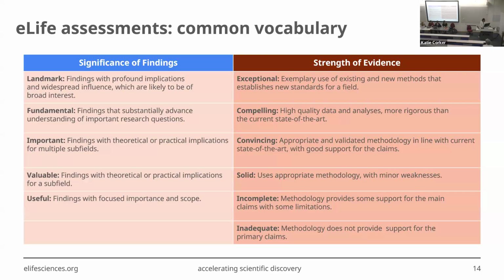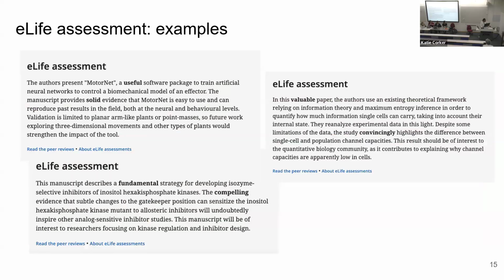So this is just an example of that curation step, the eLife assessment. We're looking at the significance of the findings and the strength of evidence. So the articles are marked against two different charts. The authors are given one of these terms in terms of their article. I'll show you what that looks like.